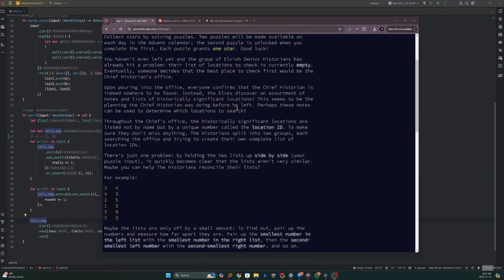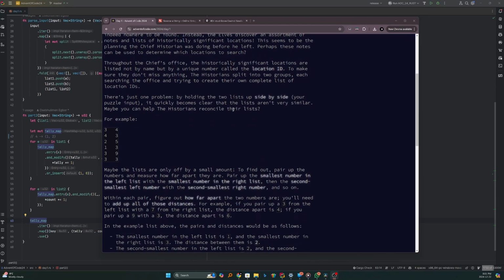Throughout the chief's office, the historically significant locations are not listed by the name, but by a unique number called the location ID. To make sure they don't miss anything, the historians split into two groups, each searching the office and trying to create their own complete list of location IDs. There's just one problem. By holding the two lists up side by side, your puzzle inputs, it quickly becomes clear that these lists aren't very similar.